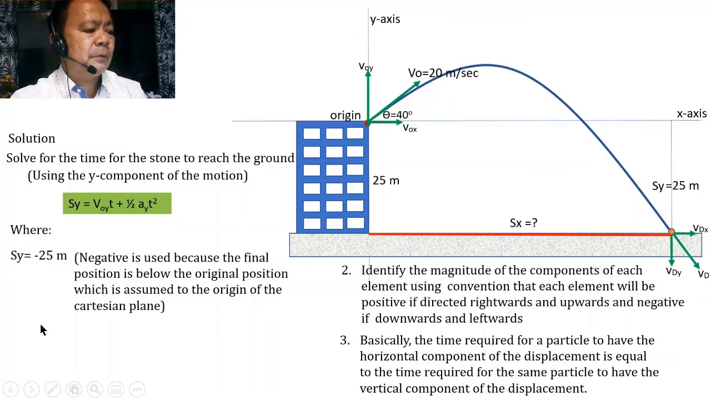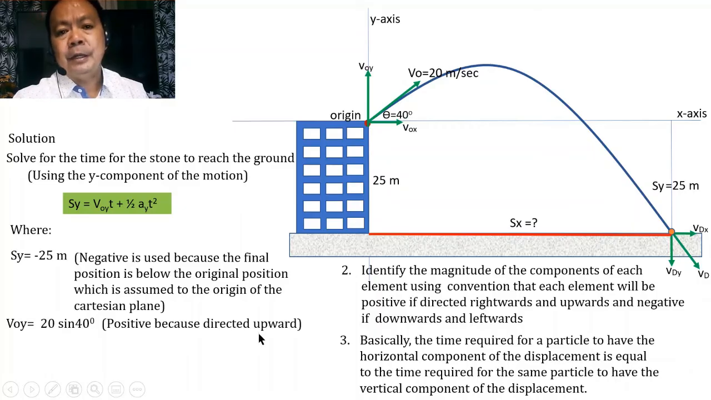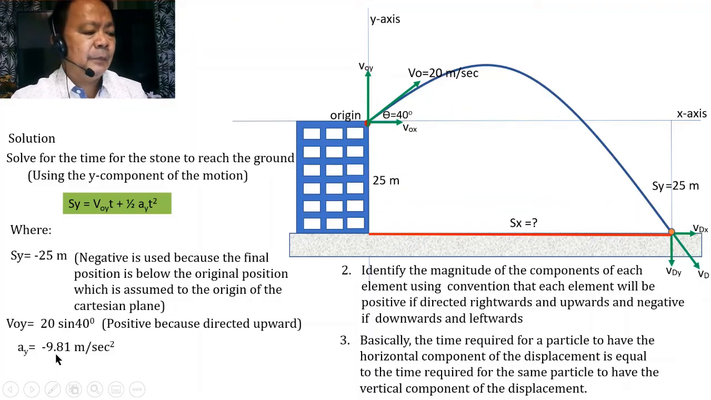So yung ating v sub oy dito na binabanggit dito, will be equal to the vertical component of the velocity, which is equal to 20 multiplied by sine of 40. And this will be positive because the direction is upward. As the convention says a rightward and upward direction shall be positive. Okay, similarly, yung ating a sub y ay will be considered to be negative. Negative 9.81 meter per second square. Bakit? Kasi nga, yung kanyang direction is downward. And all the downward direction will be treated as negative for that particular convention.